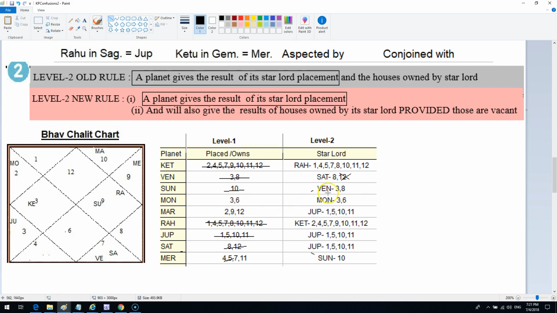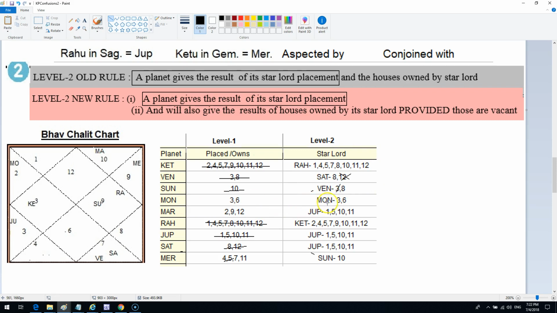Sun is in Venus star. Where is Venus? Venus is in 8th. So 8th we will retain. What about the third house? Third house is occupied by Moon. It is not a vacant house. So Sun will now only give the result of the 8th house on level 2.